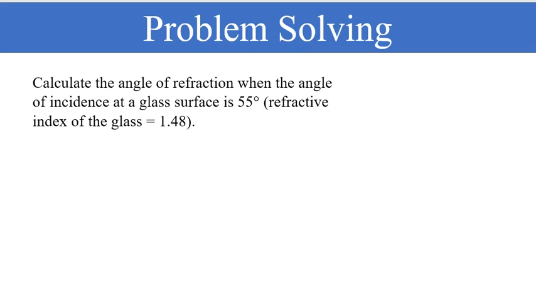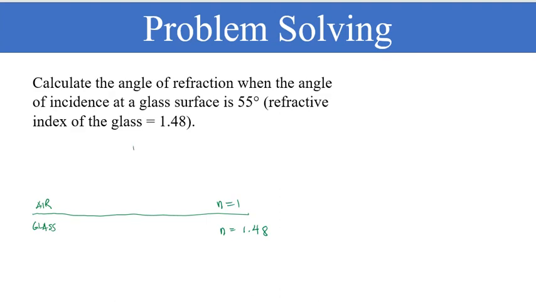In this question, we're going to calculate the angle of refraction when a ray of light is incident on a glass surface. I'm going to first draw my boundary. This is the boundary between one material and the other. I have air here, and I have glass here. The refractive index of air is 1. The refractive index of glass is 1.48.